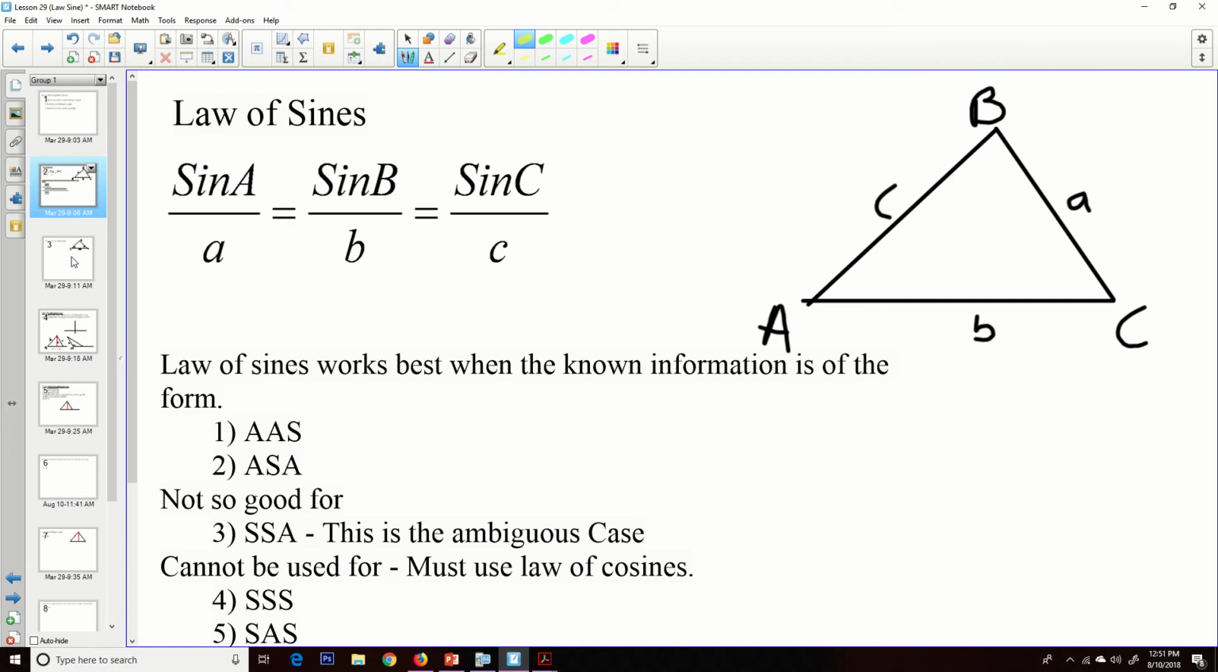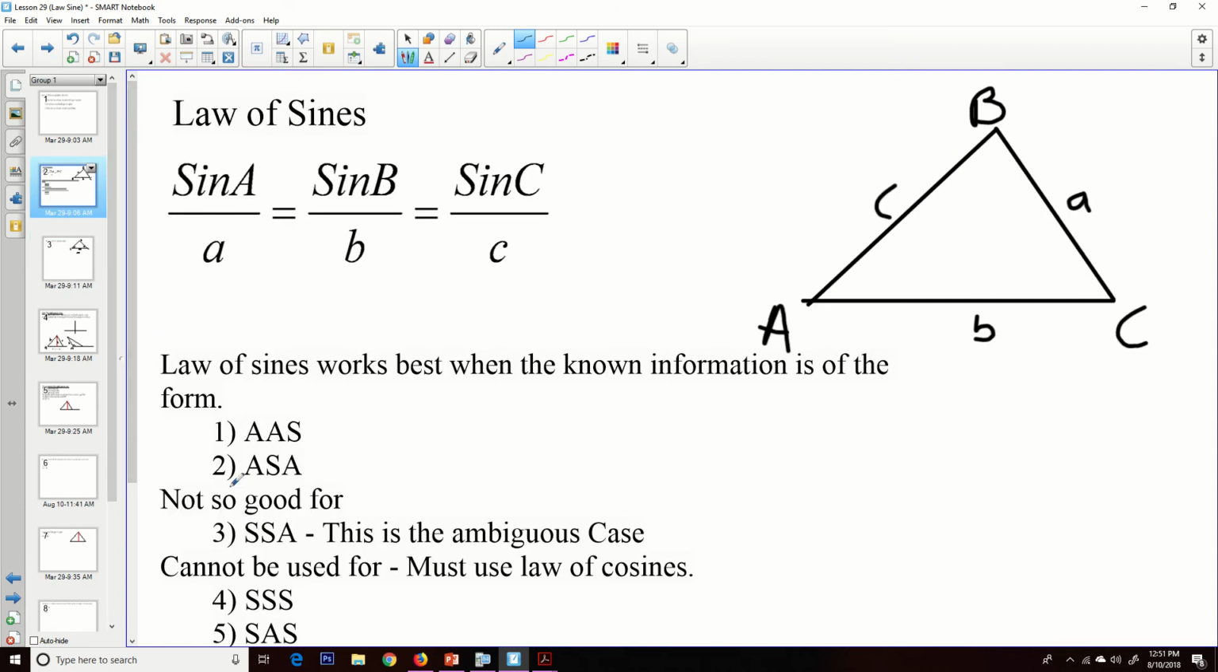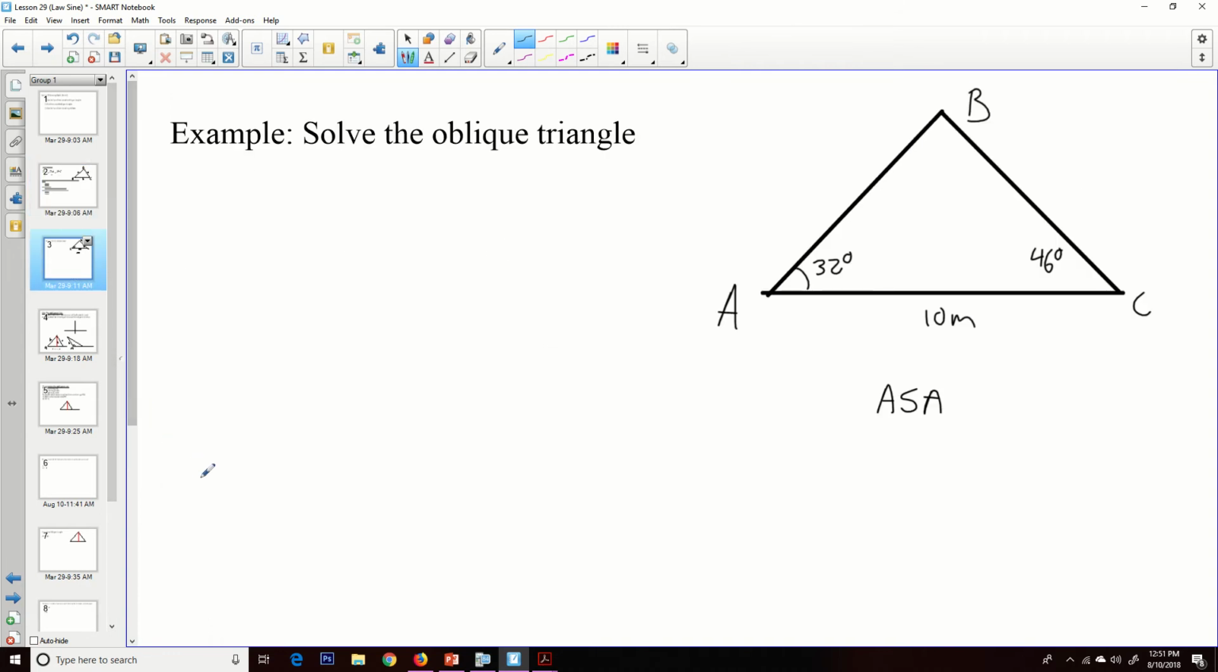So let's do a quick example here. It says solve the oblique triangle, and we're given three pieces of information. If I were to label what the given information is, I have two angles with an included side. So this would be an angle side angle situation, and clearly from our given information, this is going to be a nice easy one to work with. We don't have to worry about an ambiguous case yet.